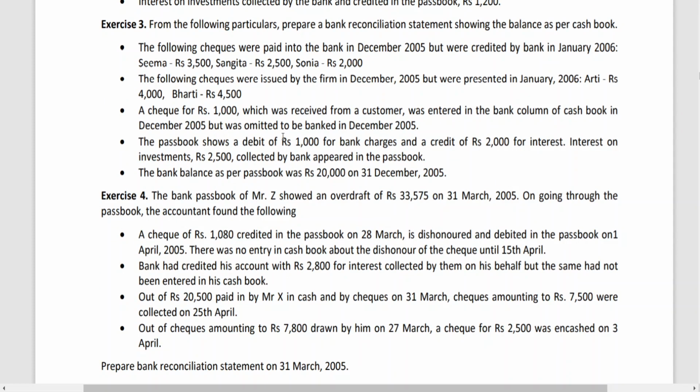From the following particulars, prepare a BRS statement showing the balance as per cash book. So what he is asking is to prepare it from the following particulars.